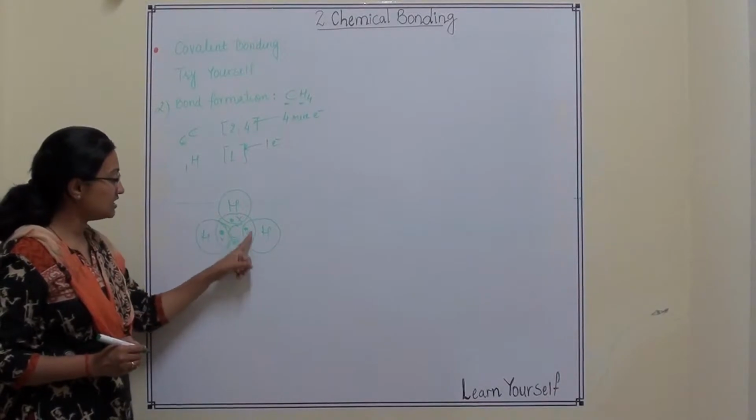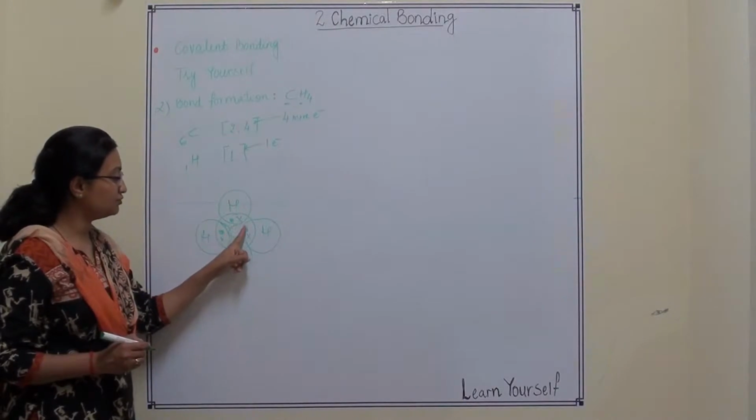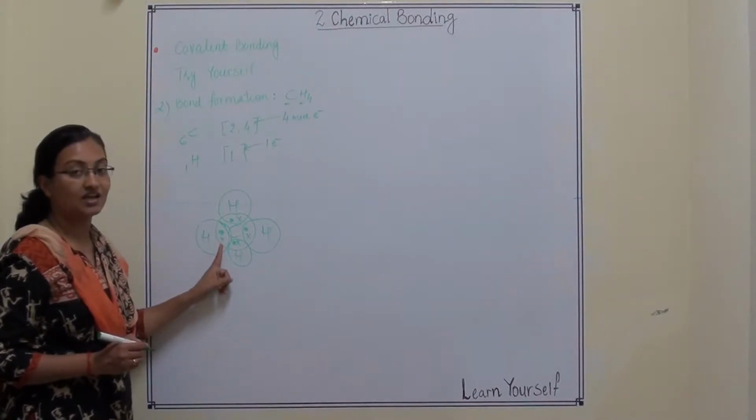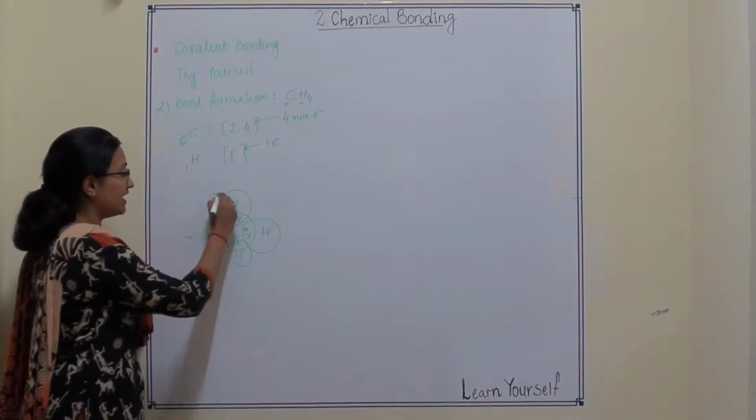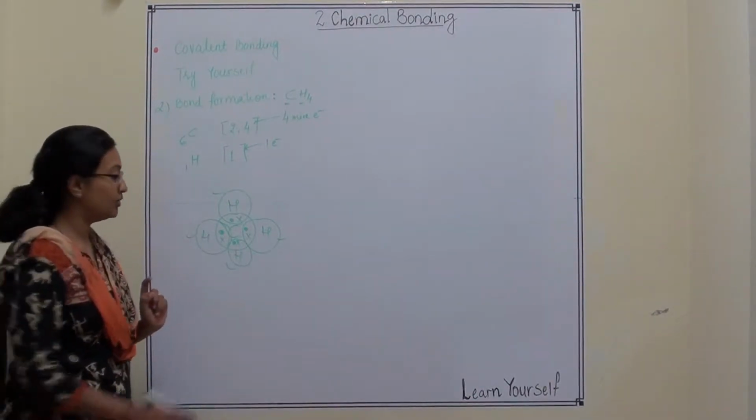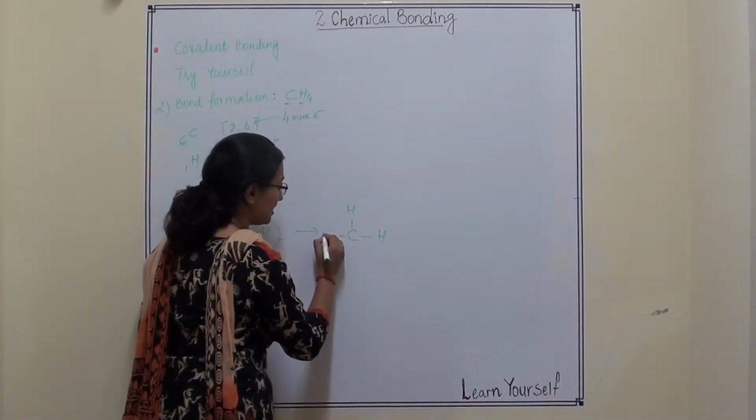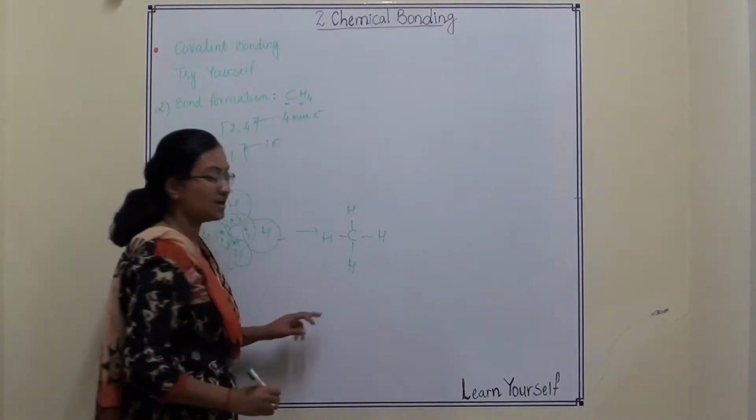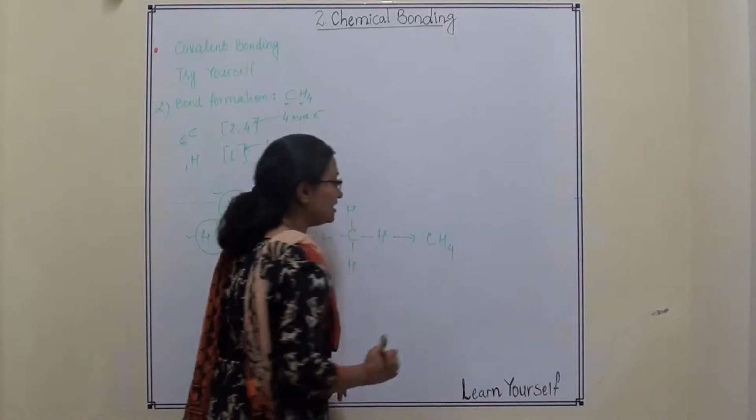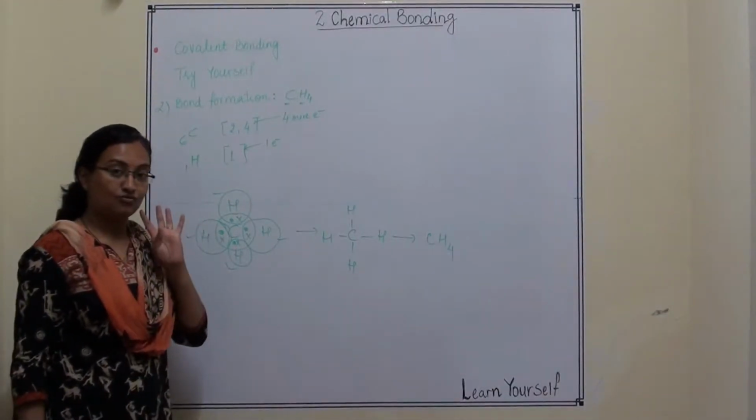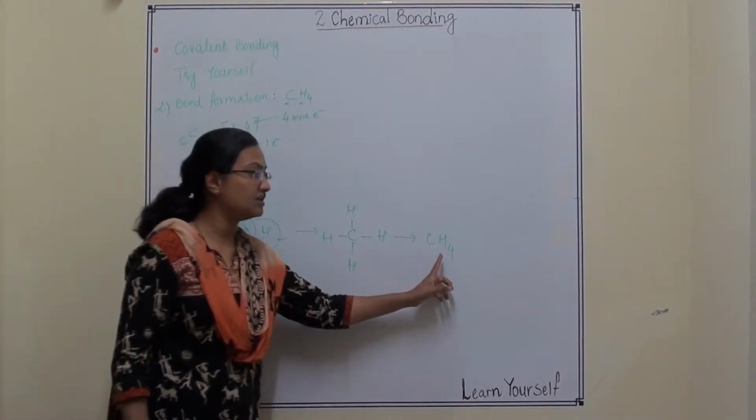Now if you see the middle carbon atom, then it will complete its octet: 1, 2, 3, 4, 5, 6, 7, 8. So carbon will complete its octet, whereas all the hydrogens will complete their duplet. So in turn it will be a covalent bond between carbon and 4 different hydrogen atoms. So here our molecule is methane, where there is a formation of 4 covalent bonds between carbon and hydrogen.